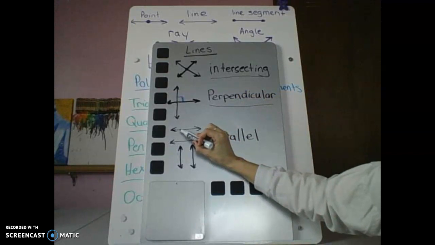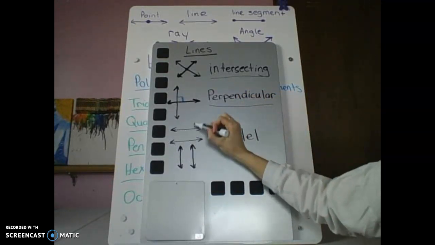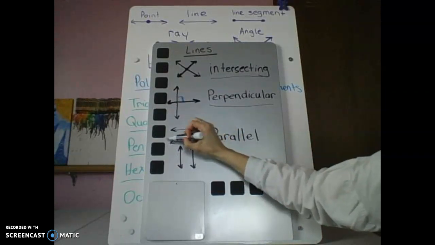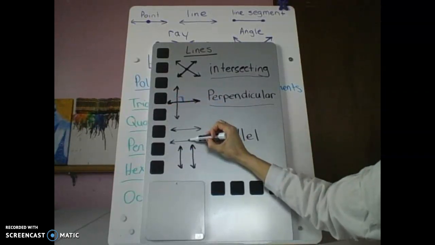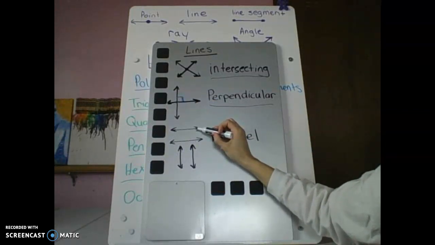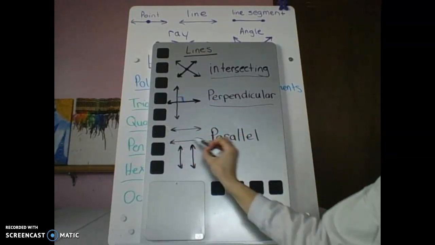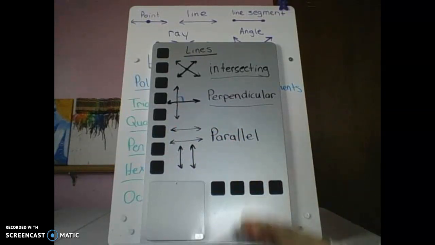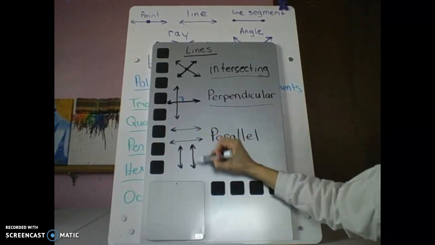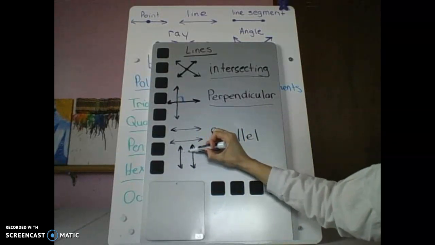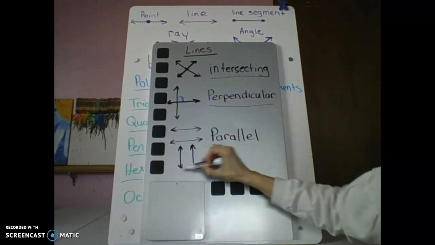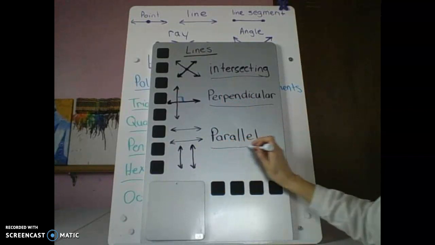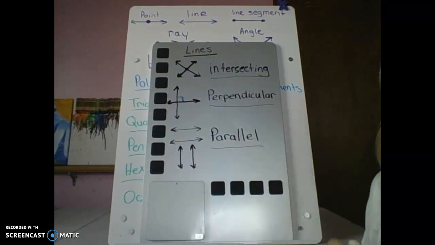When we have 2 lines that are opposite each other, and they always have the same amount of space no matter how far they're going, they go on and on forever and never ever touch. They can go in this direction, they can go in this direction, but they always have the same amount of space between them, and they will never touch each other. Those are called parallel lines. So you need to know about your lines for this mid-chapter checkpoint as well.